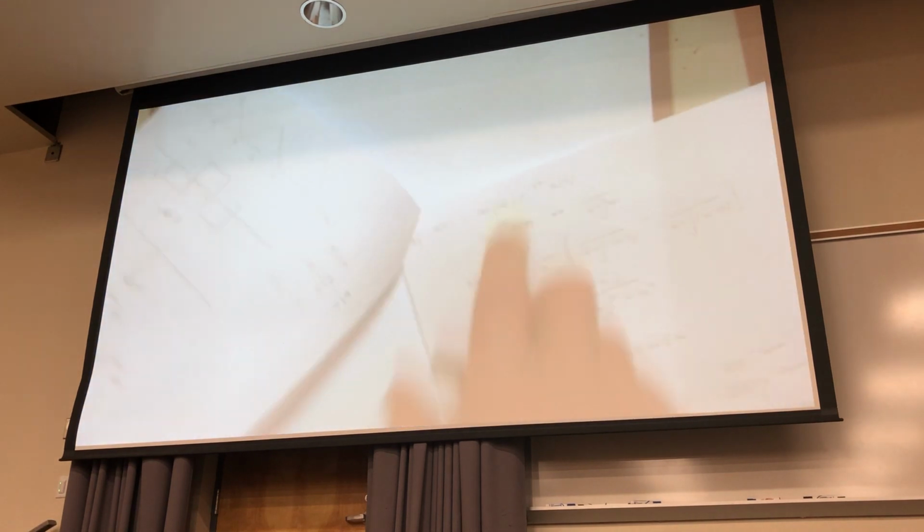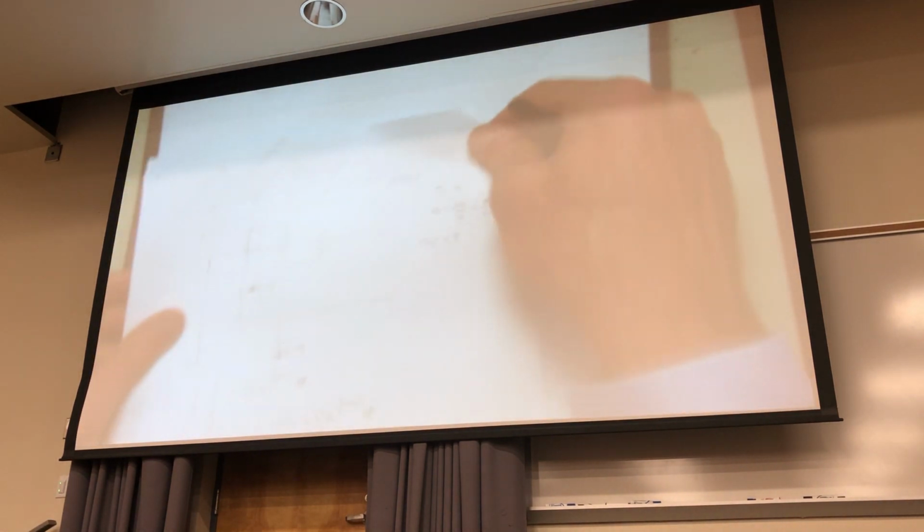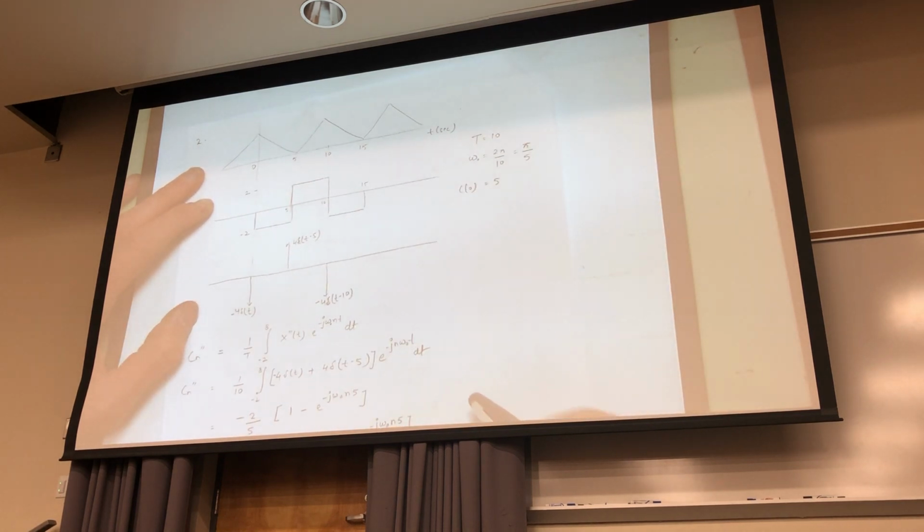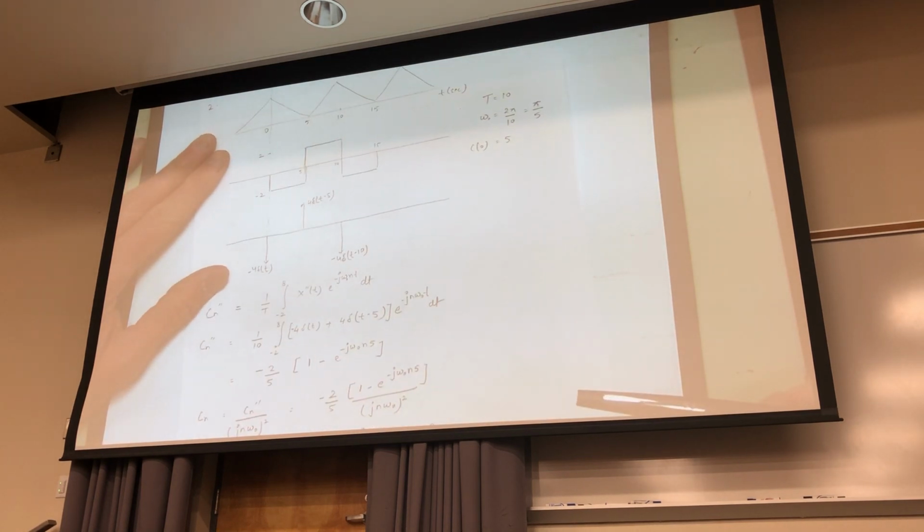This is a very similar problem. The only thing is this one has a phase shift. I shifted it by simply 5 seconds. A delay or advance of 5 seconds, it doesn't matter. In this case, take the first derivative, you get this. Second derivative, now you get this. Now you have two derivatives, you have delta functions.